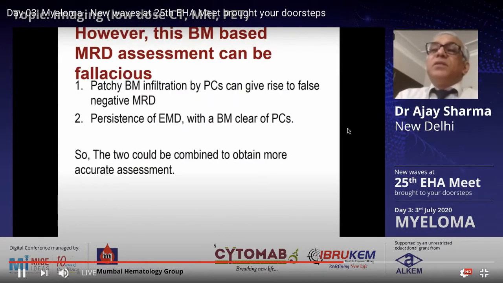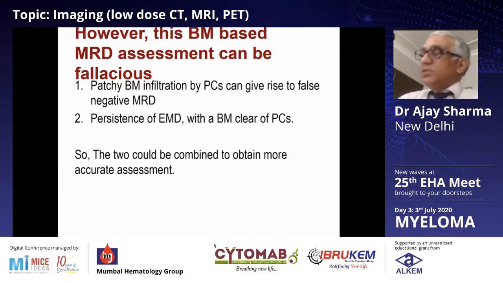But in detection of the MRD, that's an important consideration because MRD is something which now we look at very, very regularly. MRD can be studied on bone marrow with multi-parametric flow cytometry or multiplex PCR, and they can all be combined. But in these studies which use the bone marrow aspirate, there can be a fallacy because the bone marrow infiltration by the plasma cells can be very patchy, and the persistence of extramedullary deposit with bone marrow clear of plasma cells can give us fallacious results.